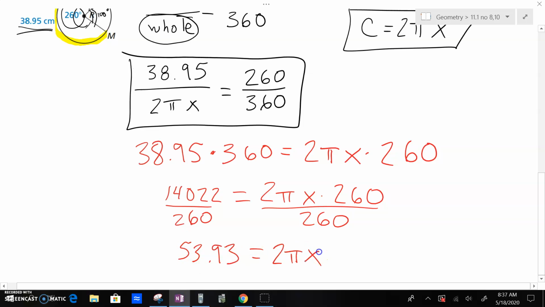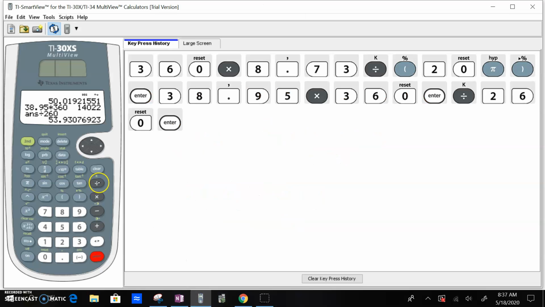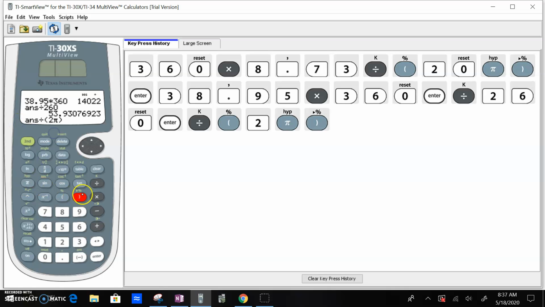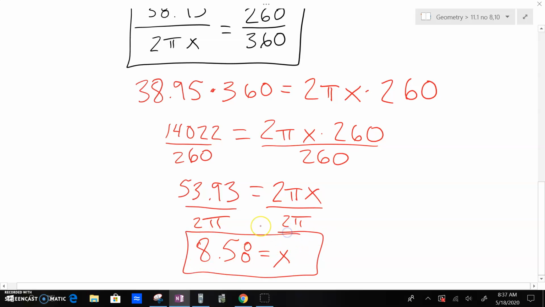Equals 2 pi x, and now I'm going to divide both sides by 2 pi. And again, what I'm going to do is just leave that number in the calculator. I'm going to hit divide by, I'll use my parentheses, 2 pi. And then I don't have to type in all those decimals, and I hit enter, and there's my answer, 8.58. And that is the answer. So 8.58 is my radius, and I could have called it little r. I chose to call it x.